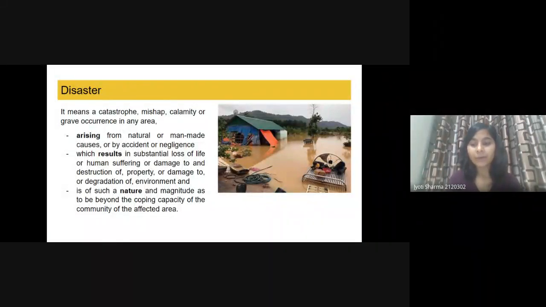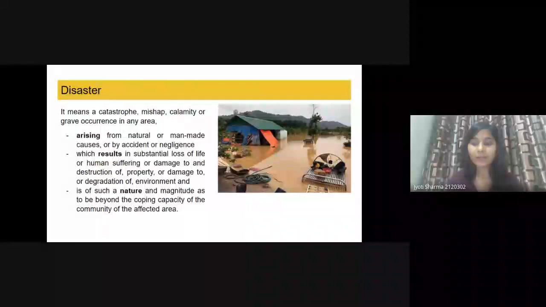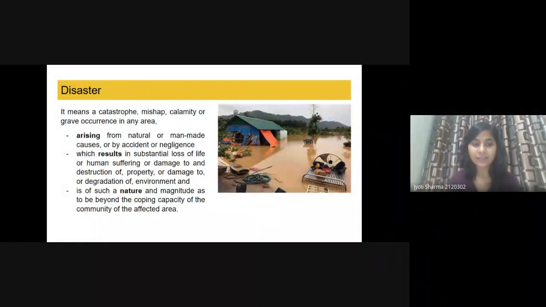So just focus on the disaster. What happened in Sikkim? Whatever the flood was, it was not just a hazard, it was a disaster. So what are the main characteristics of a disaster? Danish, Kuldeep, what are the characteristics of a disaster?